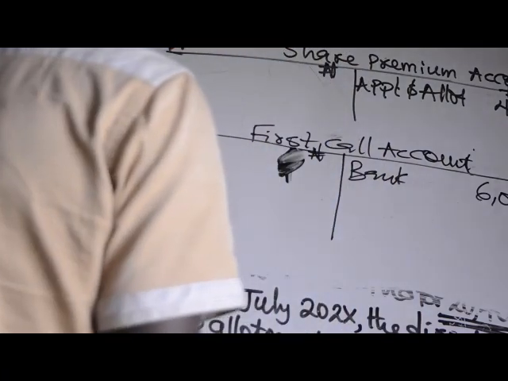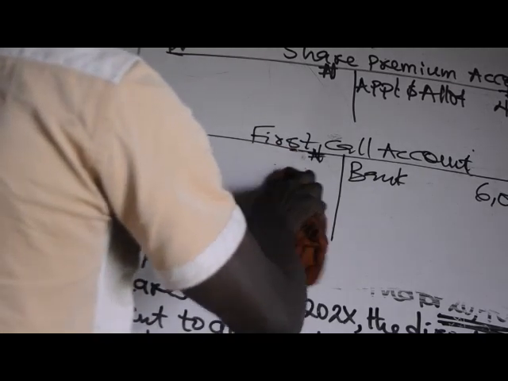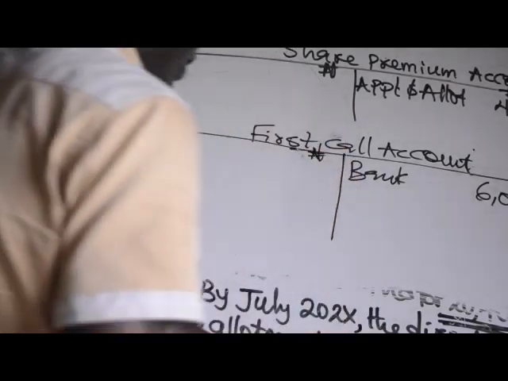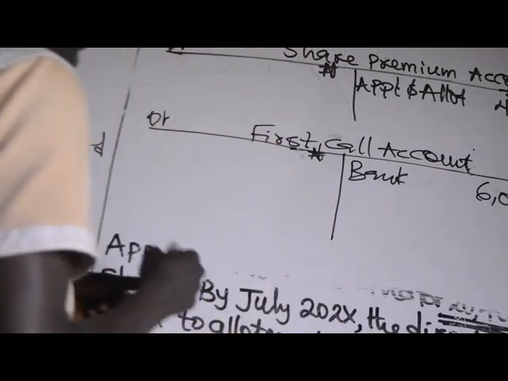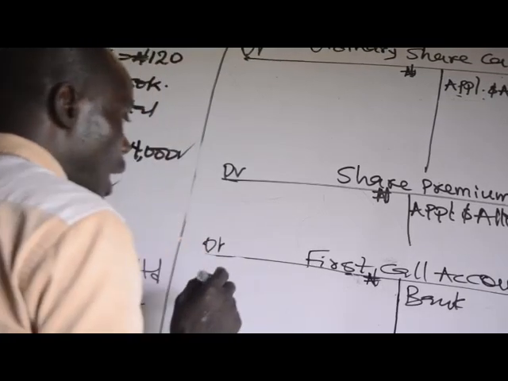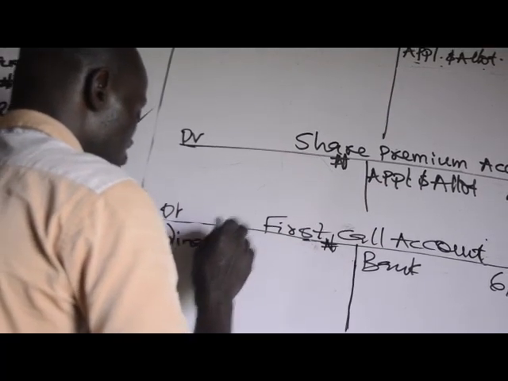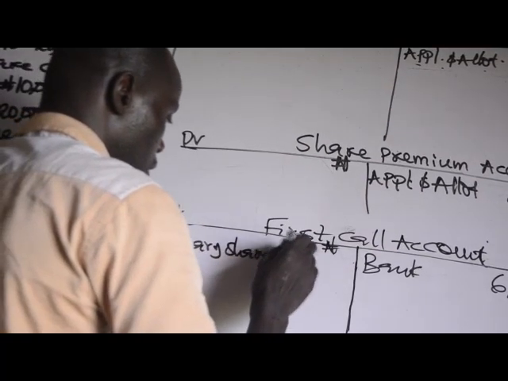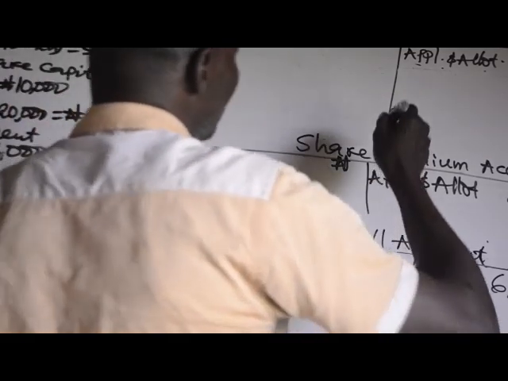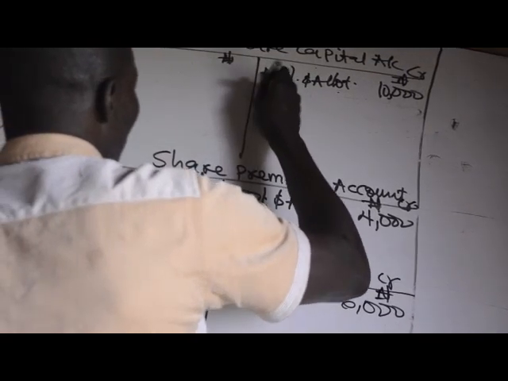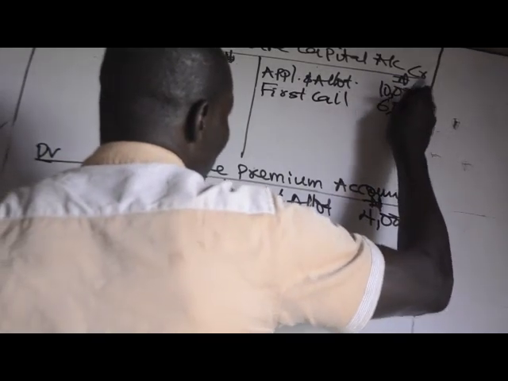Then you now transfer the value of the first call to share capital account. That is when that call is made. So with the amount transferred to share capital account, you debit the first call account with the amount involved, which is 6,000, and you credit the ordinary share capital account. We have first call of 6,000.